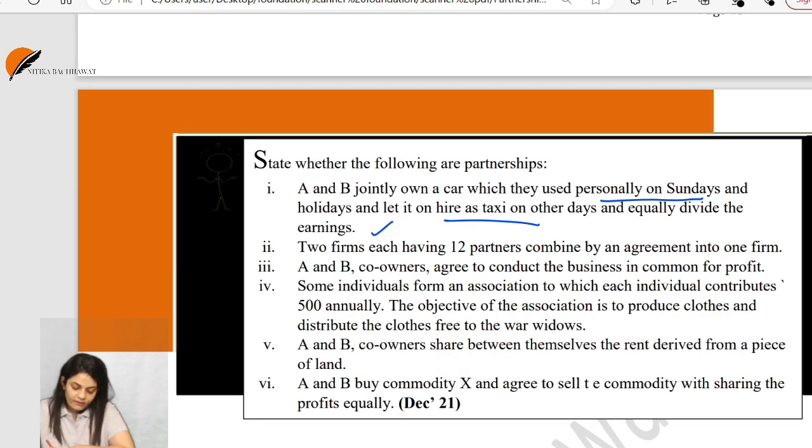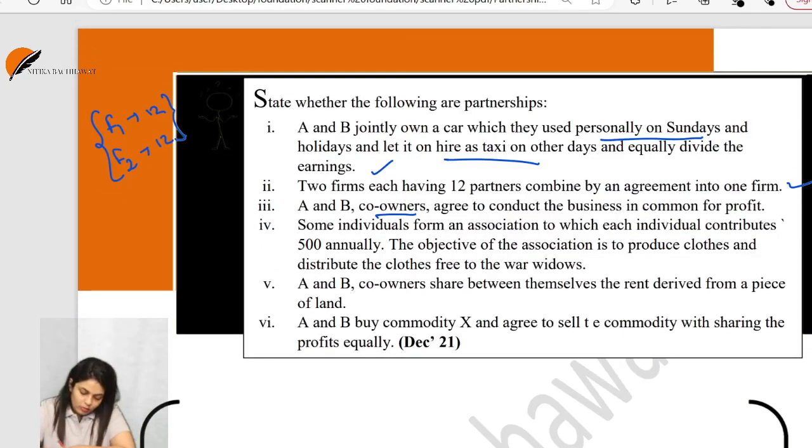Two firms each having 12 partners combined by an agreement into one firm. No problem, two firms can form partnership. But always remember, it is not the firms which are becoming partners, it is the partners of the firms which are becoming partners. So there will be 24 partners.